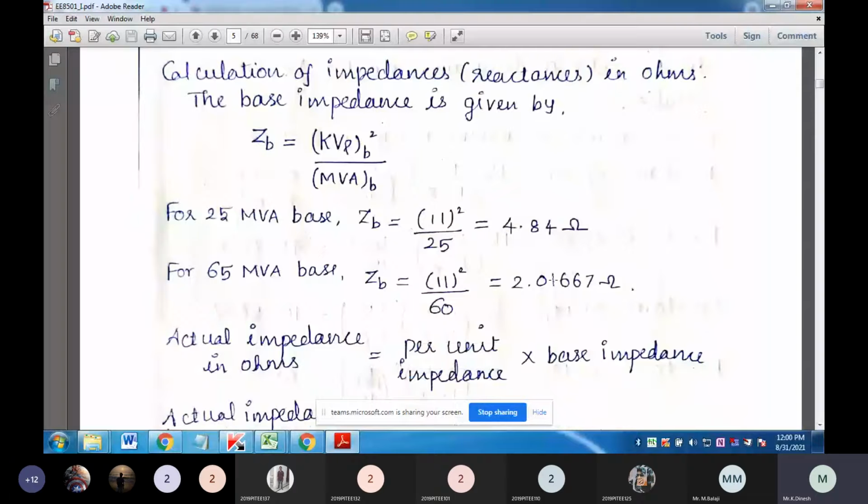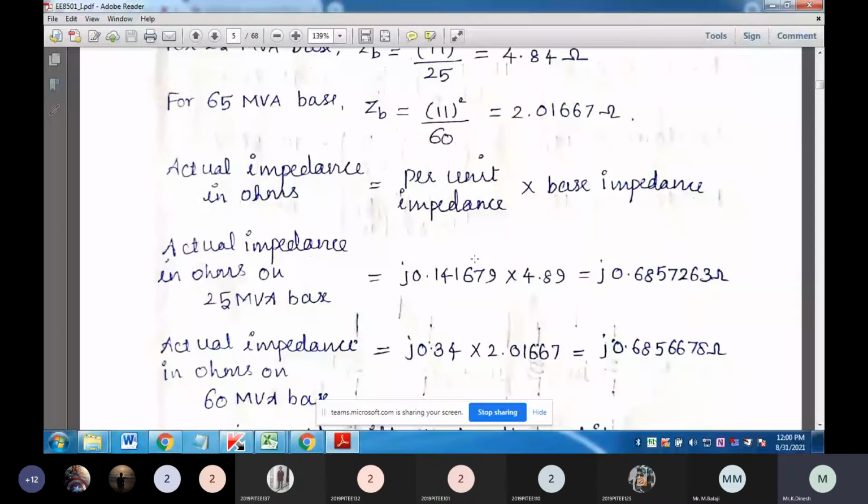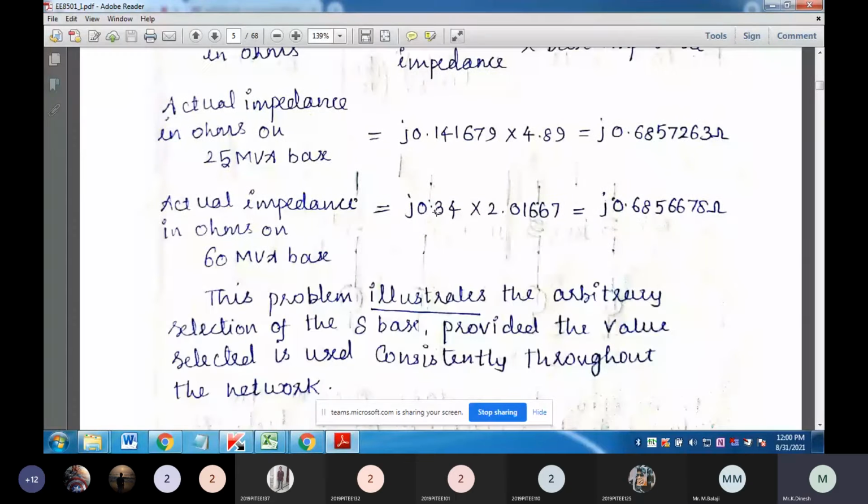So now we have to find the per unit. So J0.14167 into 4.84, which is equal to J0.685 per unit. So on 60 MVA, J0.34 into 2.01 ohms, which is equal to 0.685. So in both cases, you get the same value, while you are utilizing your 25 MVA base as well as 60 MVA base.